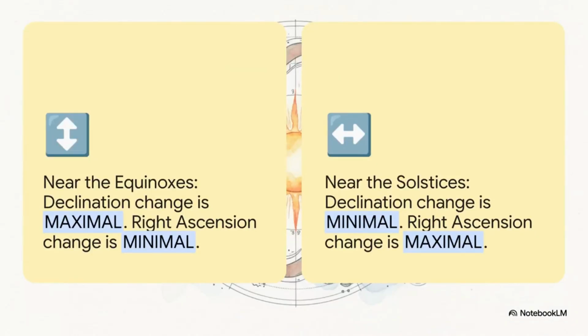And here's why. Near the equinoxes, the ecliptic cuts across the celestial equator at its steepest possible angle. This means the sun's north-south motion, its daily change in declination, is at its absolute maximum. Conversely, near the solstices, the sun's path is running almost parallel to the equator. Its north-south position barely budges day to day, so its change in declination is minimal, while its eastward motion, the change in right ascension, is maximal.